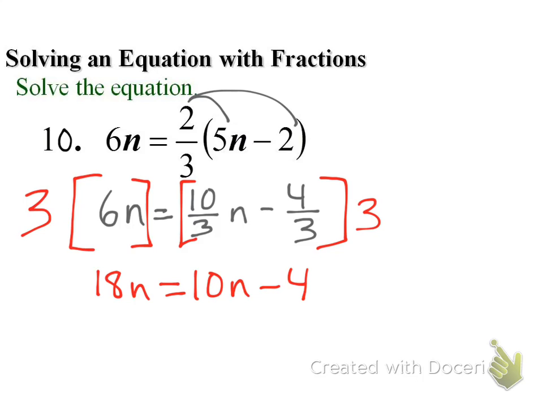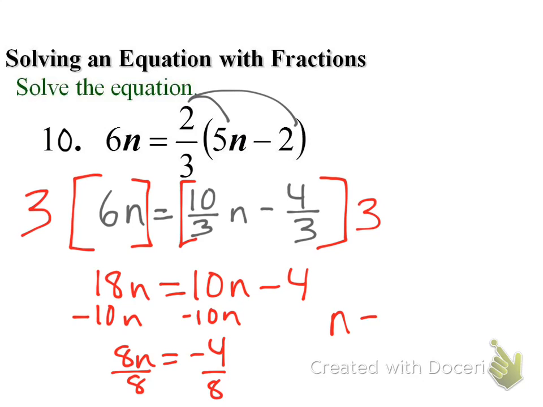What would I do now? Subtract 10. Subtract the 10. Good. 8n equals negative 4. Divide both sides by the 8. What's my answer? Negative 1/2. Wonderful.